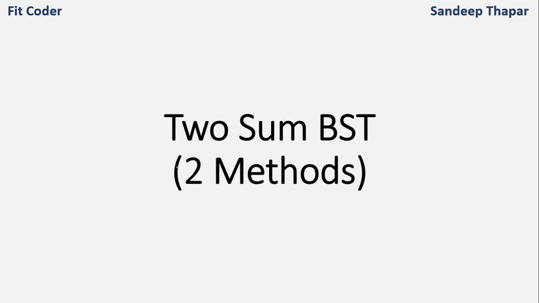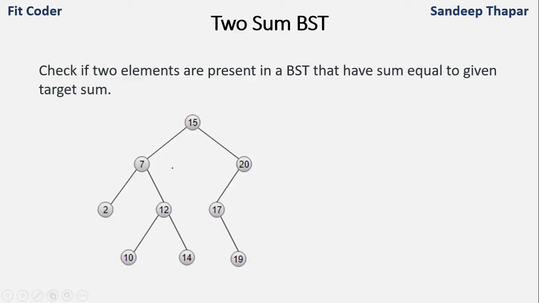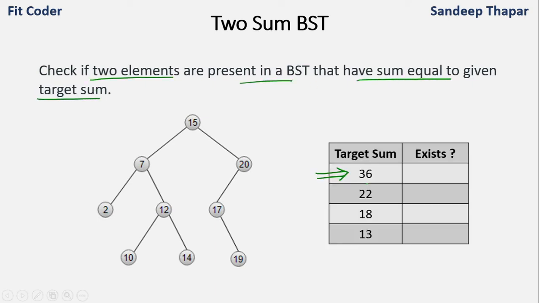In this video, we will discuss the two-sum binary search tree problem. We'll solve it using two methods. So we have to find out whether there are two elements in a BST that have sum equal to a given target sum. Let's check the first example, 36.